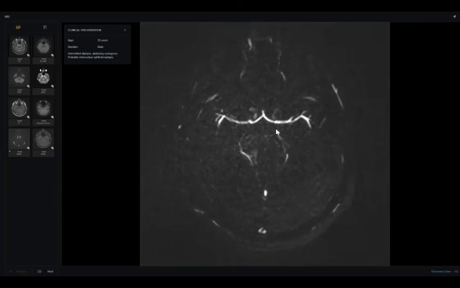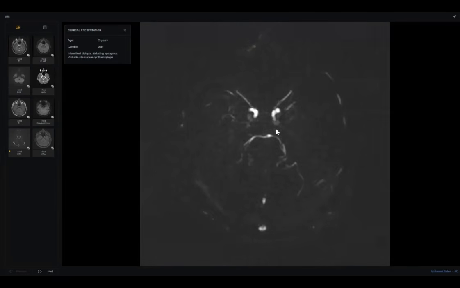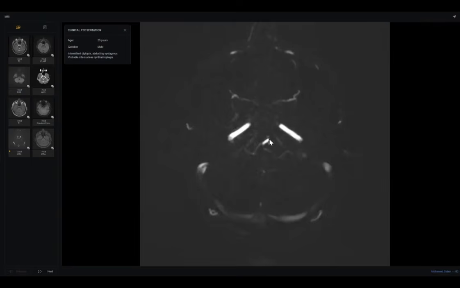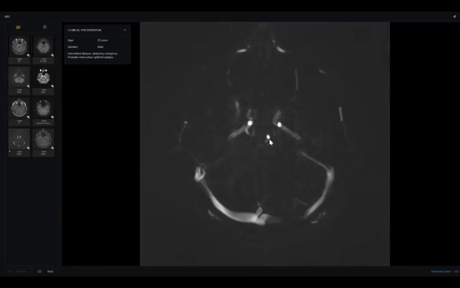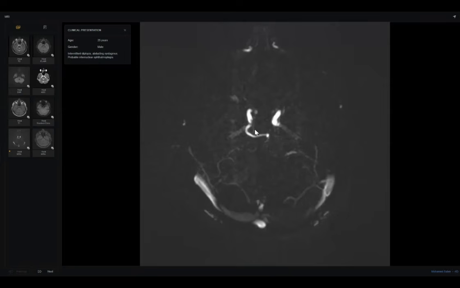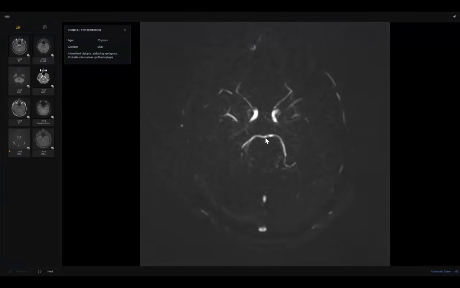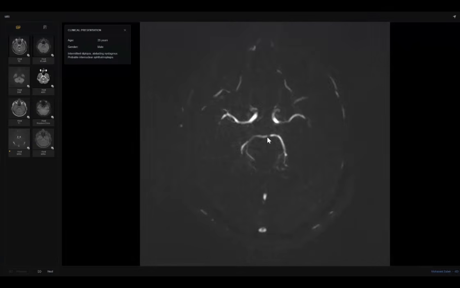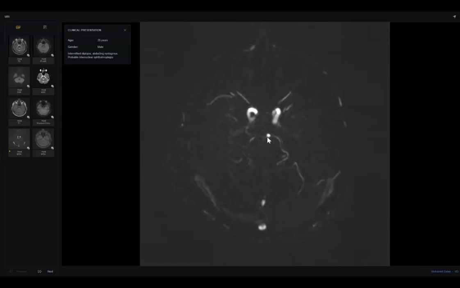So in the MRA images, I'm following the vessels. I can see that there is a connection between the right internal carotid and basilar. This is a persistent trigeminal artery.